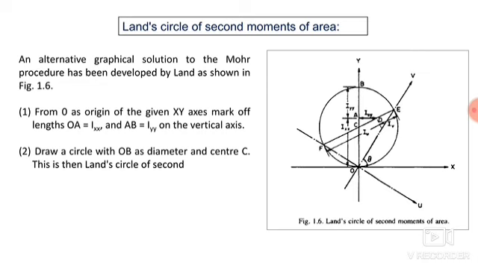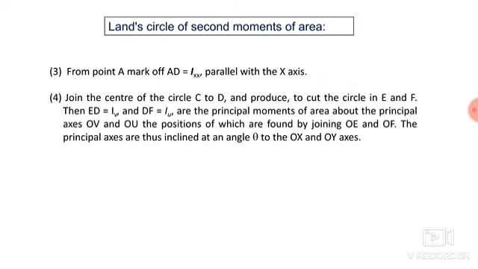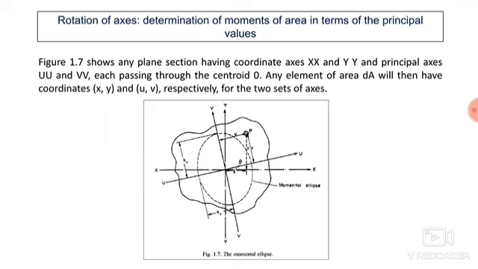This is then the Land circle of second moment of area. After that, from point A, mark off AD equal to IXY parallel with the x-axis. Then we need to join the center of the circle C to D and produce it to cut the circle at E and F. Then ED is equal to IV and DF is equal to IU, the principal moments of area about the principal axes OV and OU, the positions of which are found by joining OE and OF. The principal axes are thus inclined at the angle theta to the OX and OY axes.